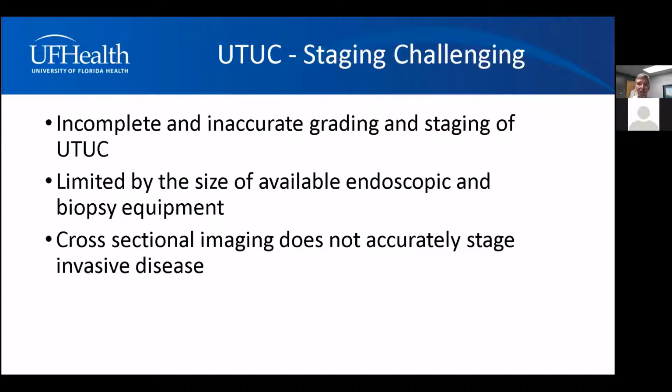The challenge with upper tract UC, as I mentioned before, is just that we don't have very good staging. It's really incomplete and inaccurate grading and staging of the cancers. That's what better improved imaging studies need to help us with, because we don't know what we're dealing with up front prior to our treatment all the time. Also we're limited by the size and available endoscopic and biopsy equipment.